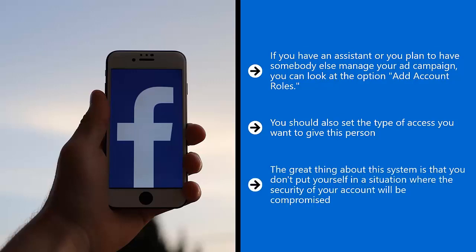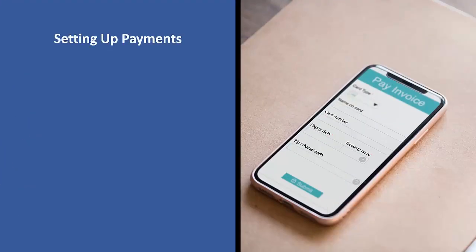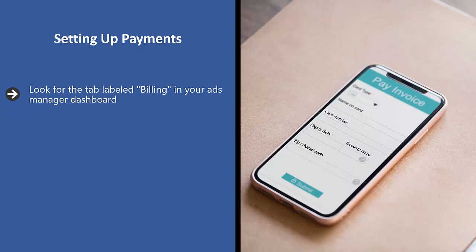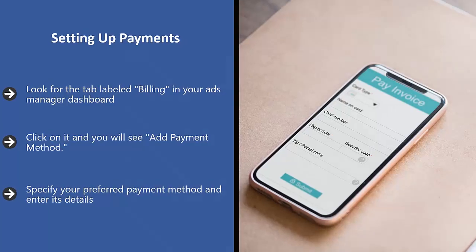The great thing about this system is that you don't put yourself in a situation where the security of your account will be compromised. The person you hire to manage your account will not have access to login details. Setting up payments. Look for the tab labeled Billing in your Ads Manager dashboard. Click on it and you will see Add Payment Method. Specify your preferred payment method and enter its details.